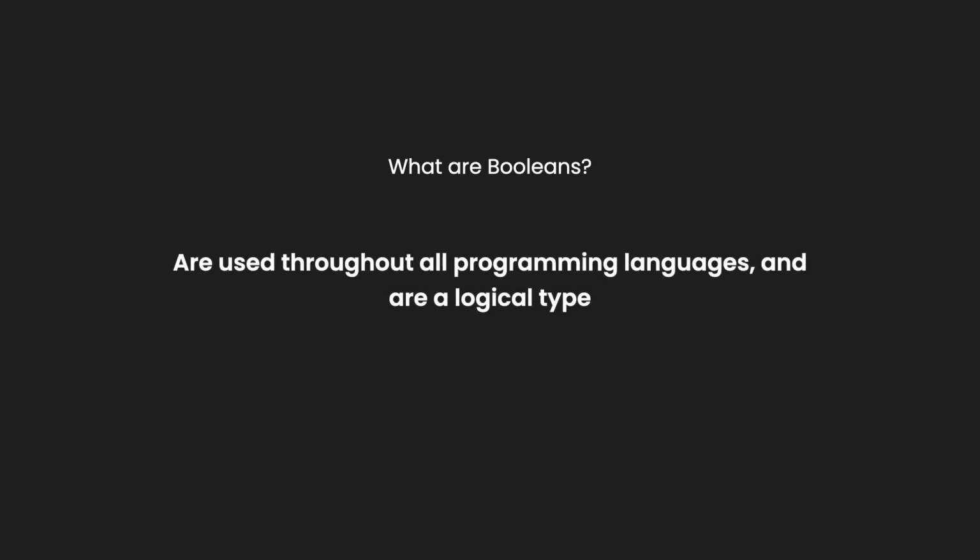So in today's video, we're going to be discussing Booleans. So let's get started. So first of all, what are Booleans? Booleans are used throughout all programming languages and are a logical type. So what is a logical type? A logical type is basically something which is either true or false.